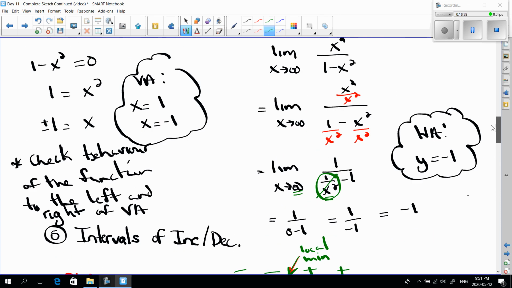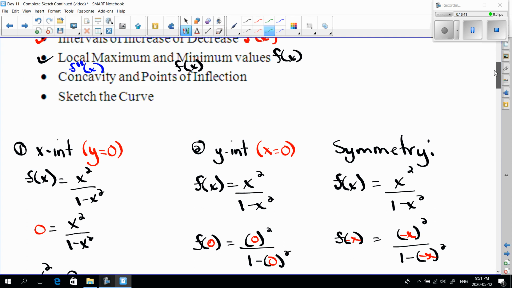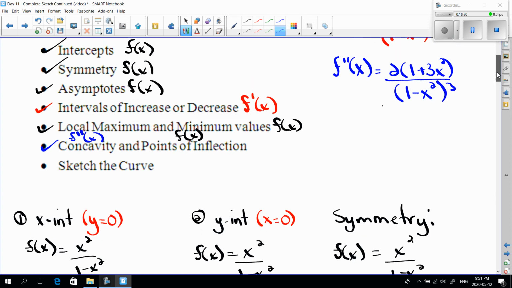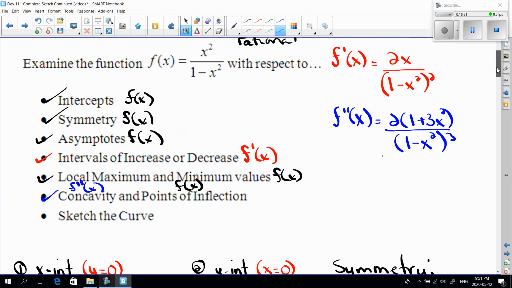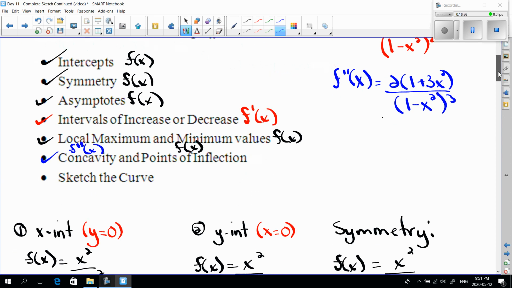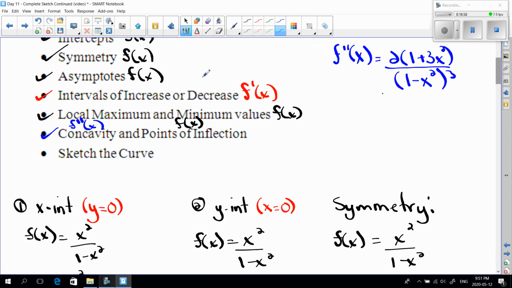Next, we need to go with our intervals of concavity. Our intervals of concavity, all right, we're going to use the second derivative, so this right here, okay, which is just the derivative of this. And I showed the work on that a couple pages after this one.